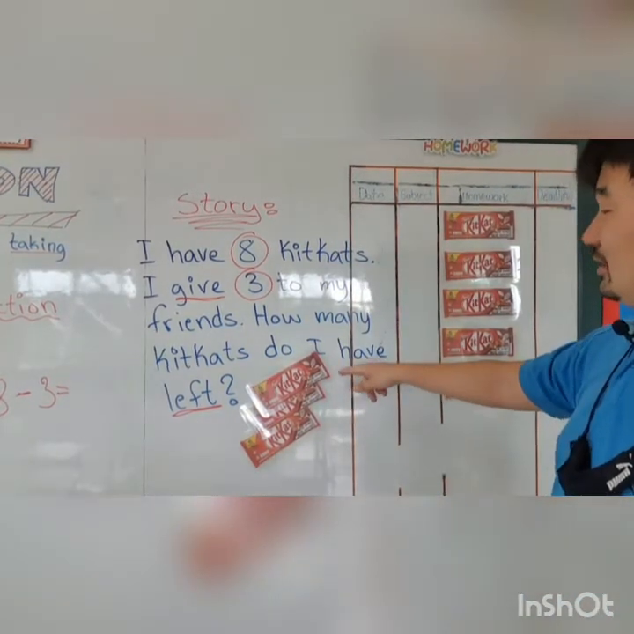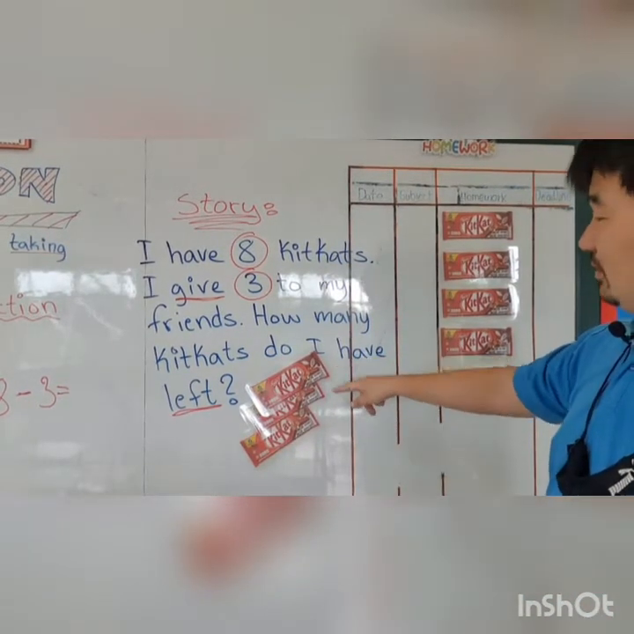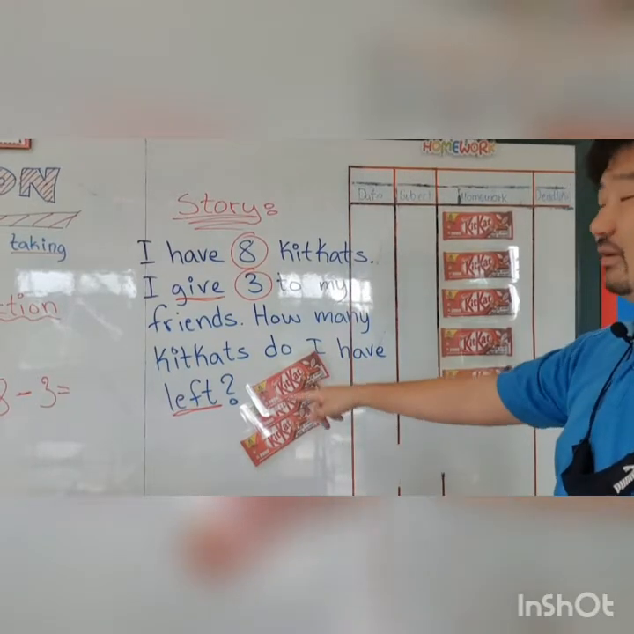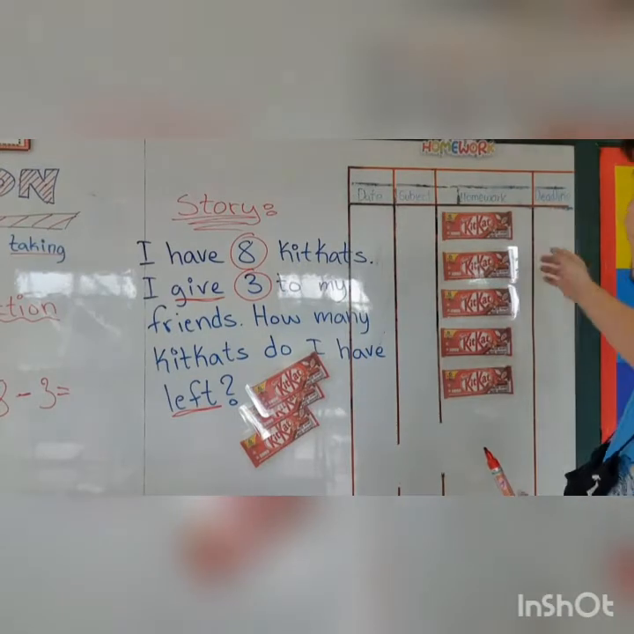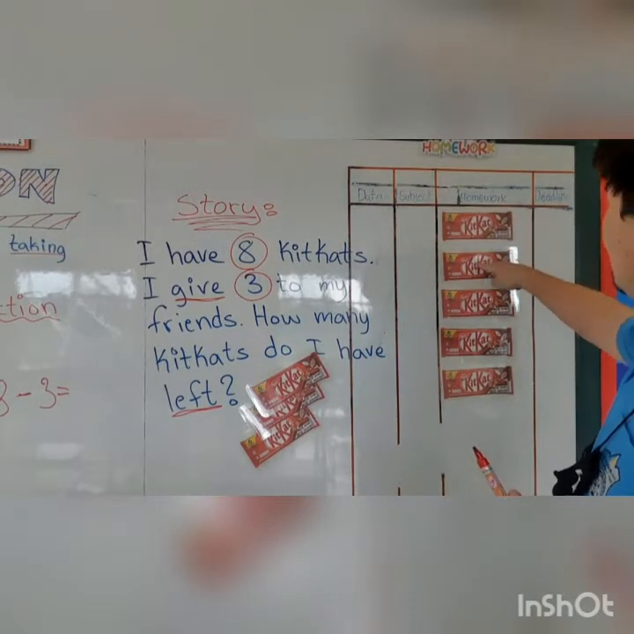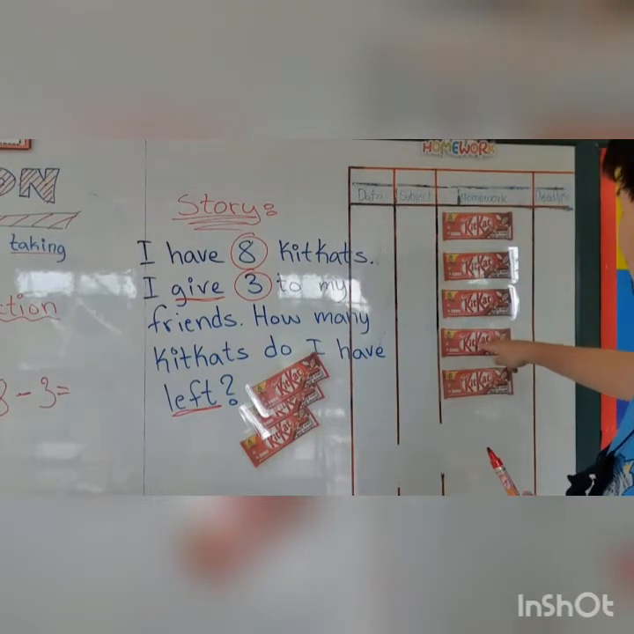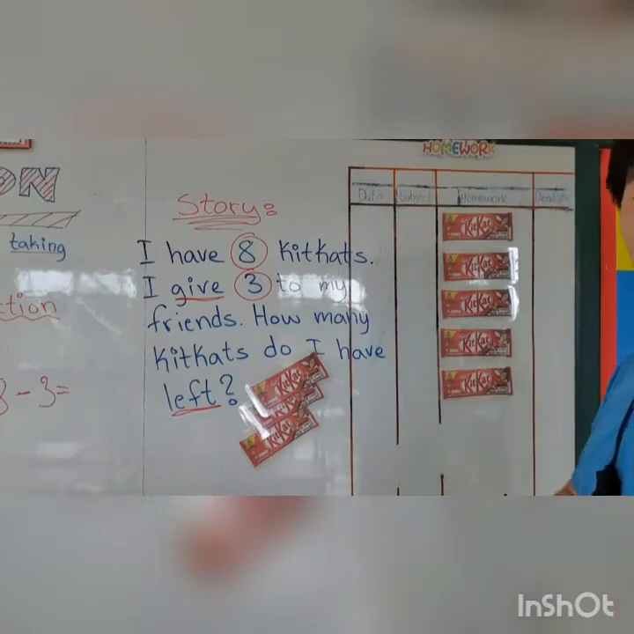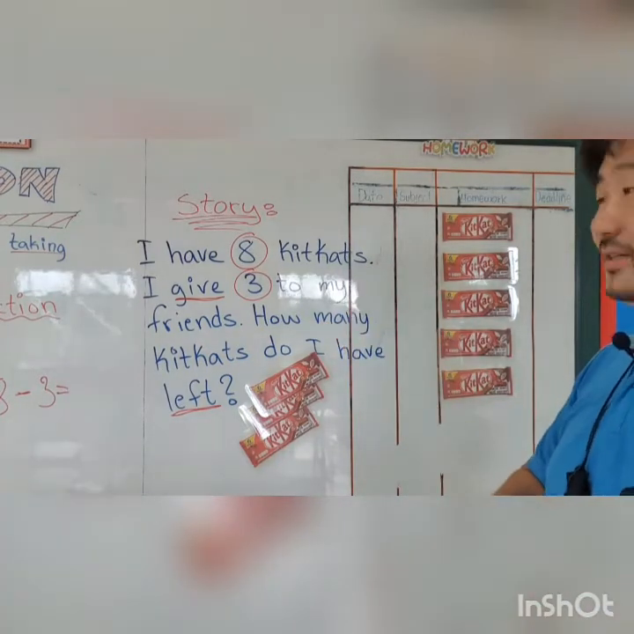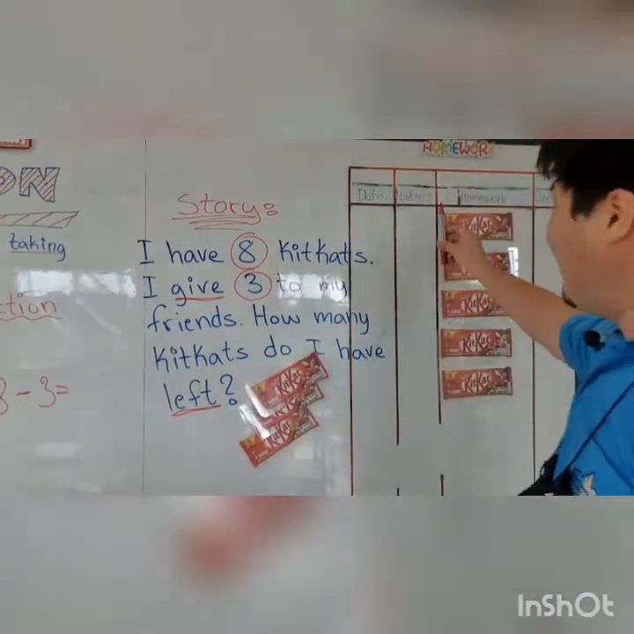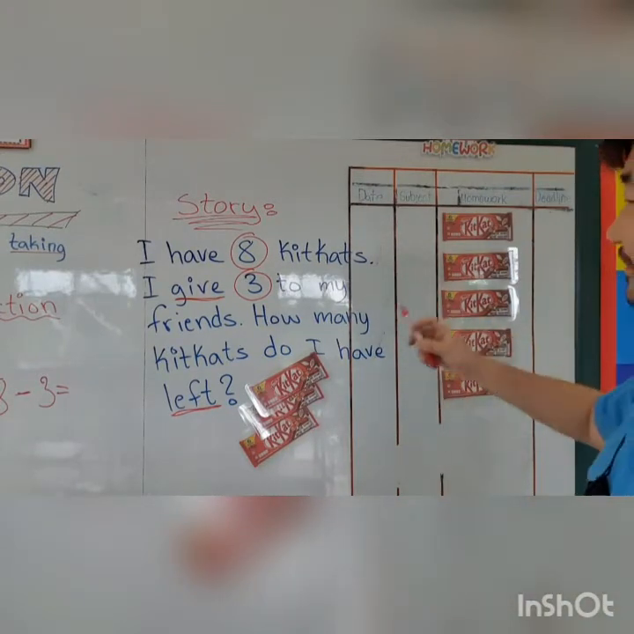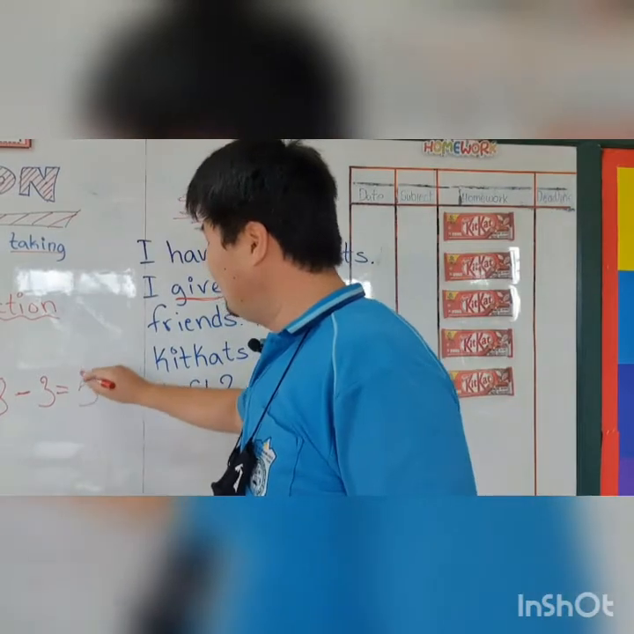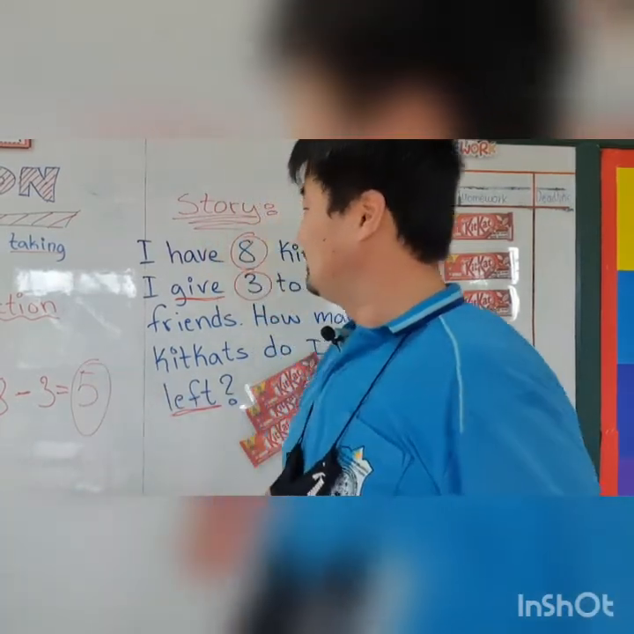Okay, you give these 3 to 3 friends. 1 friend, 1 friend, 1 friend. 3 friends, 3 Kit Kats. So how many Kit Kats do you have left? Let's count. 1, 2, 3, 4, 5. You have 5 Kit Kats left, because 8 minus 3 equals 5. So you have 5 Kit Kats left.